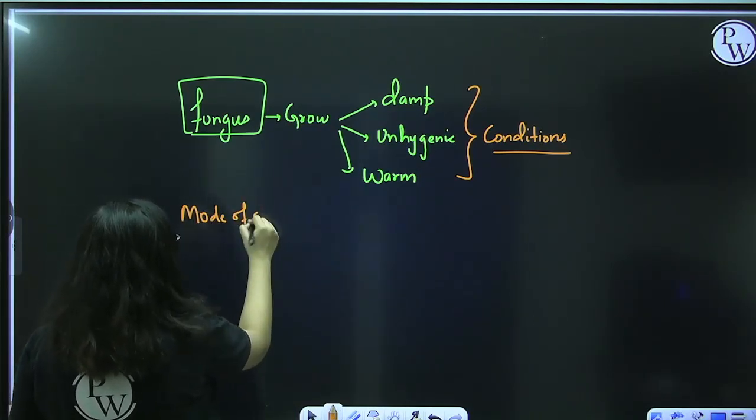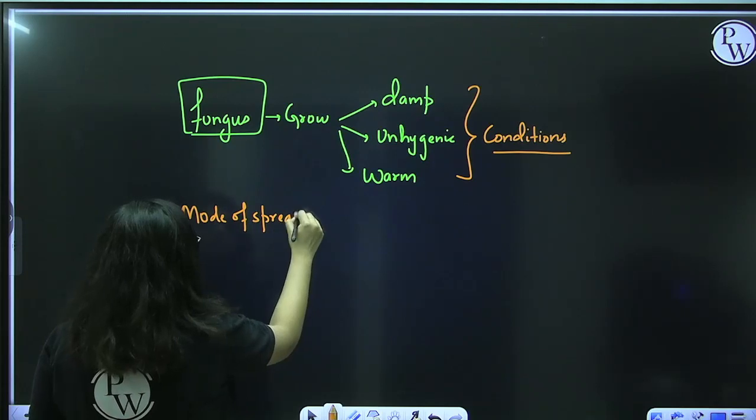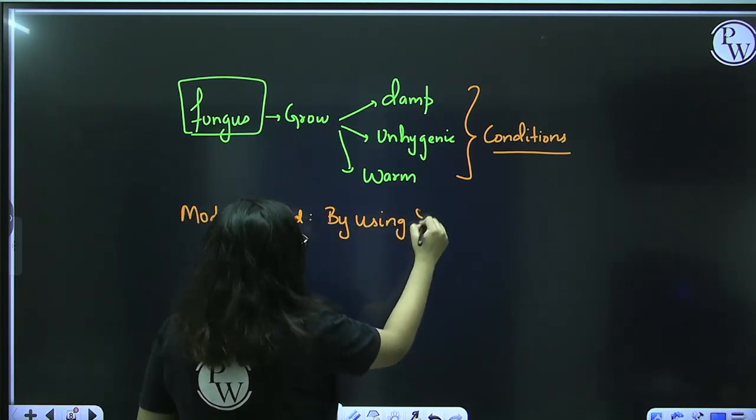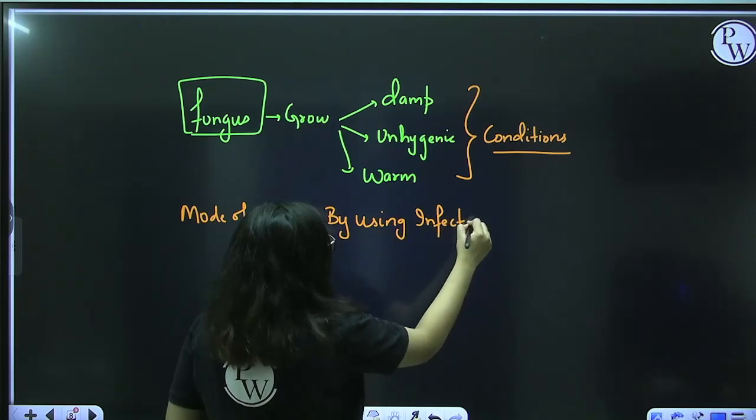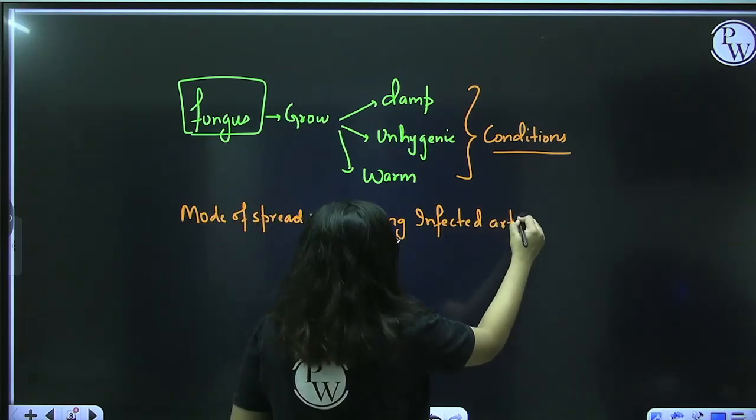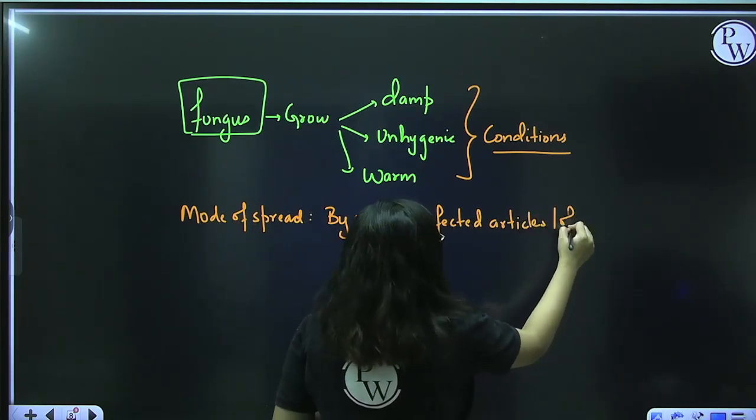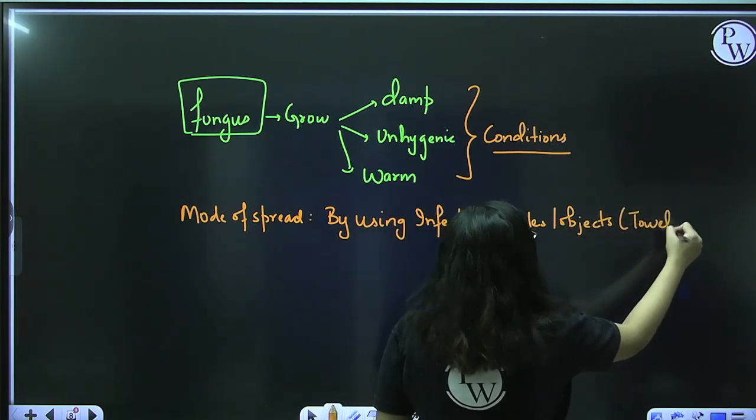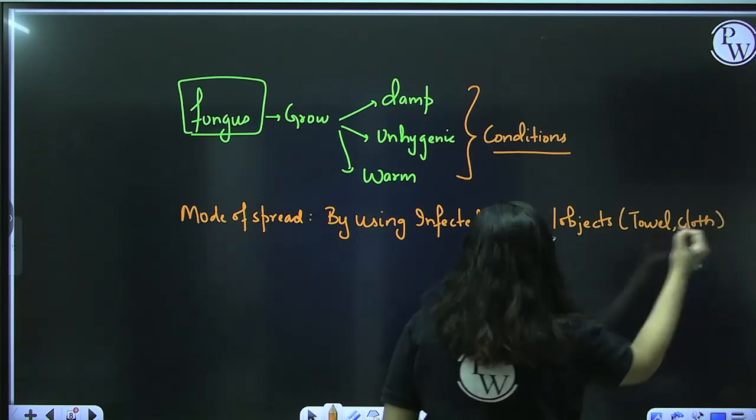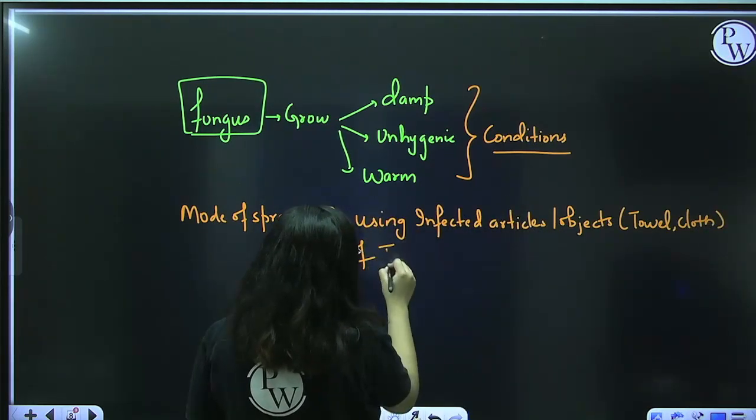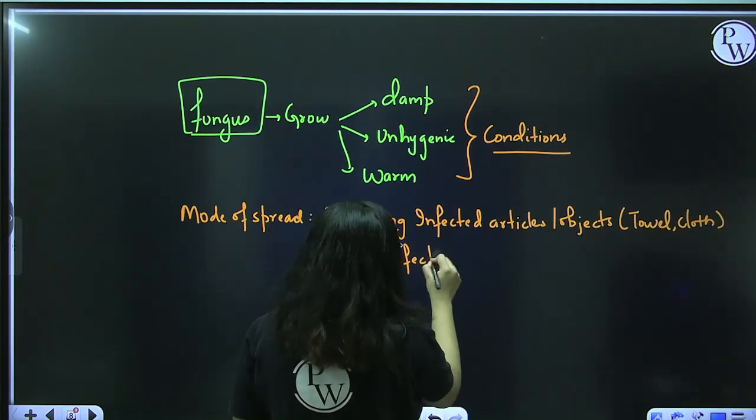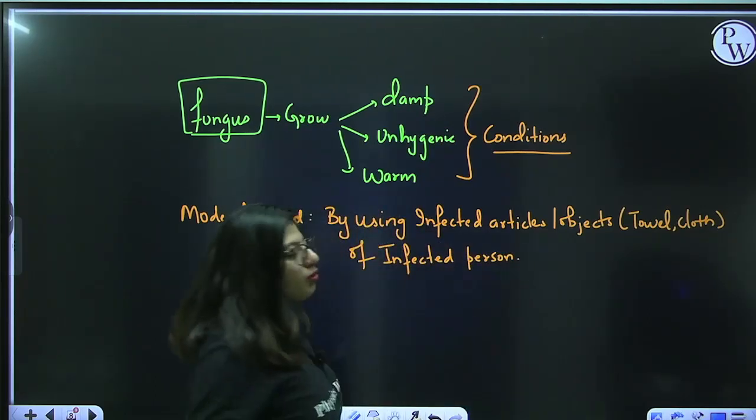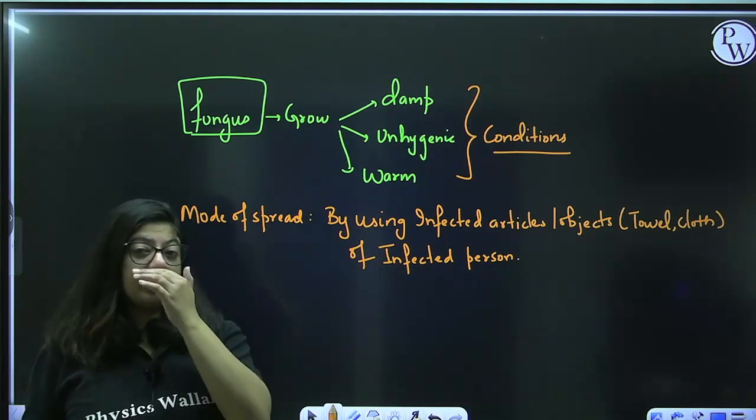Mode of spread or transmission: by using infected articles or objects like towel, cloth, etc. of an infected person. Now, if a person is infected, what can that person do? Definitely go to the doctor, otherwise it will spread into the entire body.